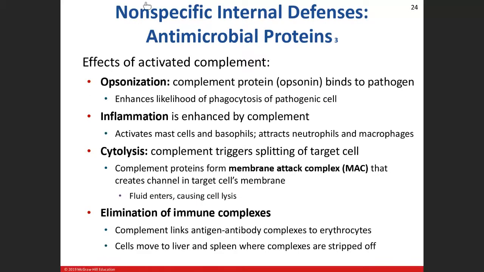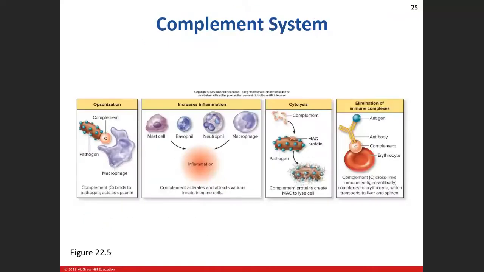Our second one is inflammation. Guess what? We're already familiar with inflammation. All right, so what happens? Basically, we're going to activate all the cells that are involved in inflammation. Mast cells, basophils, they're going to be activated and they're going to release their chemicals, which will attract neutrophils, macrophages. Okay? Here's the picture.